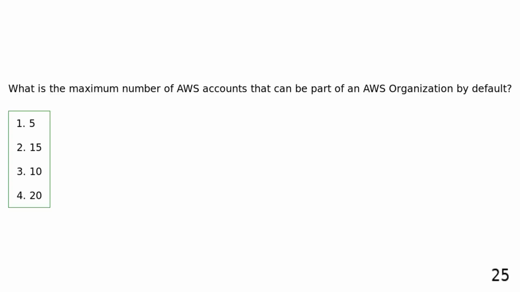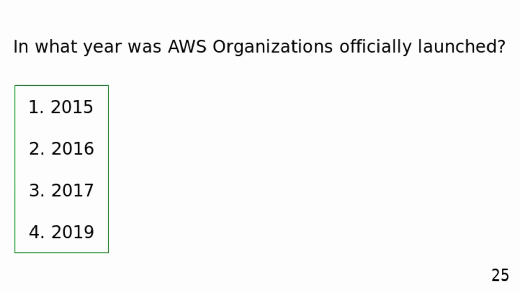monitoring efforts. What is the maximum number of AWS accounts that can be part of an AWS organization by default? 5, 15, 10, 20. By default, an AWS organization can have a maximum of 5 AWS accounts. In what year was AWS Organizations officially launched?